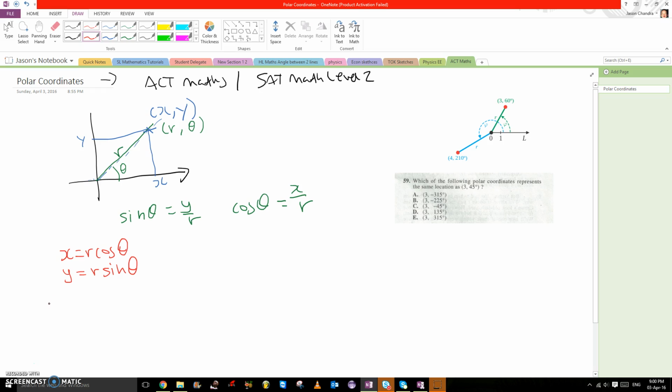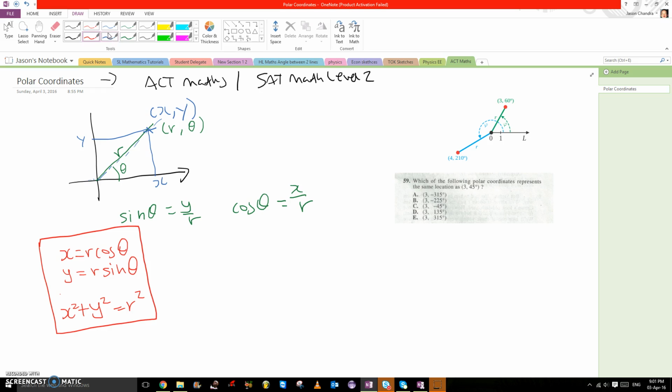And as we apply the Pythagoras formula, we know that x squared plus y squared equals r squared, and using the trig identity. So this is the basic gist of it right here: x equals r cos theta, y equals r sin theta, if it asks you to convert it in some way.